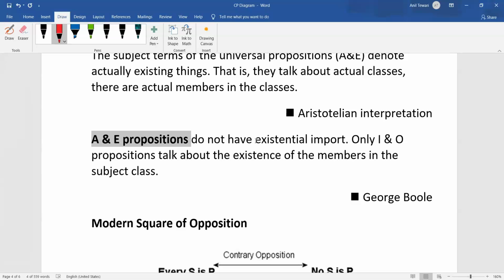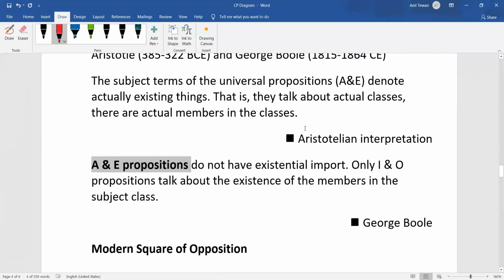We can decide the truth value. So that was the difference between Aristotelian and Boolean. George Boole and Aristotle held different positions. For Aristotle, all subject classes are actual classes, and therefore for him, universal propositions also have an existential assertion, an existential claim. But George Boole said that A and E propositions need not talk about actual classes. They can be meaningful, their value can be decided even if there is no actual member in the subject class.